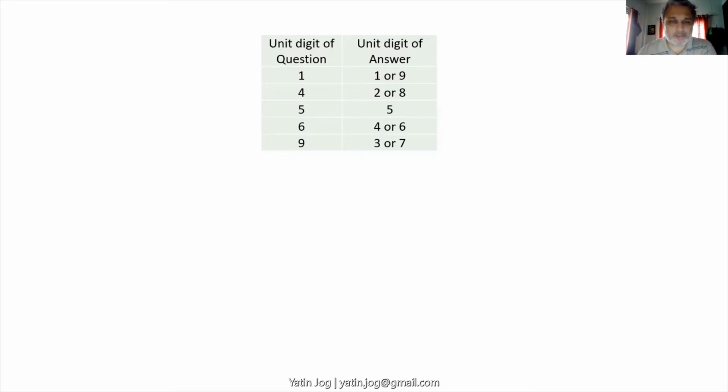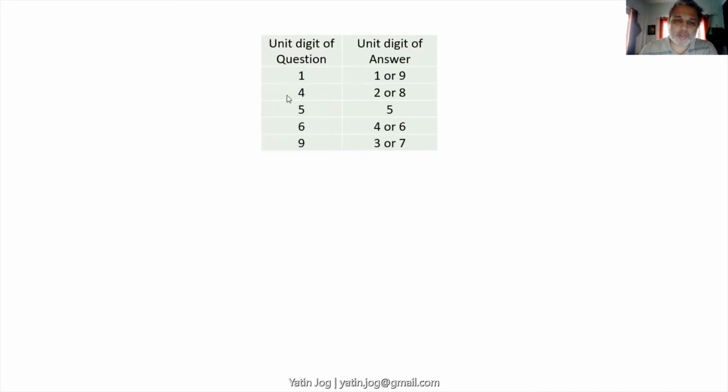If you look at this table, you can see that for whatever number you want to find the square root of, if the unit digit of that number is 1, 4, 5, 6 or 9, then only that number can be a perfect square, first of all. If the unit digit of the question number is 1, the answer's unit digit has to be either 1 or 9. Any number ending with 1 or 9, its square will have the unit digit 1.